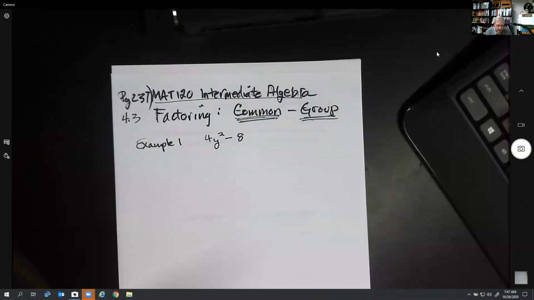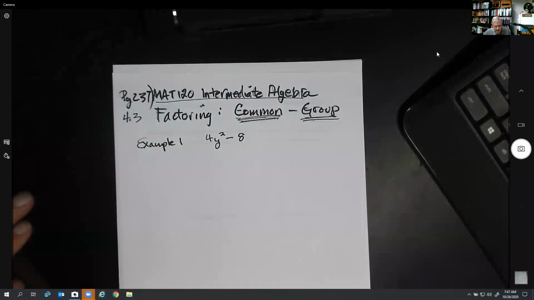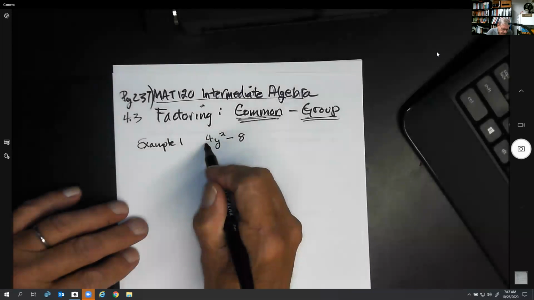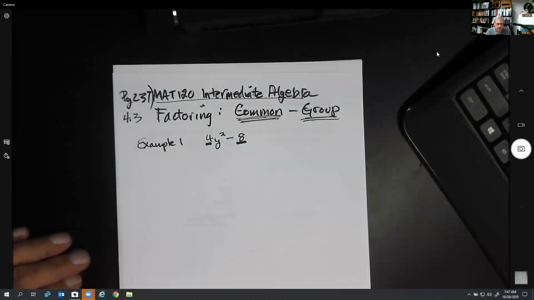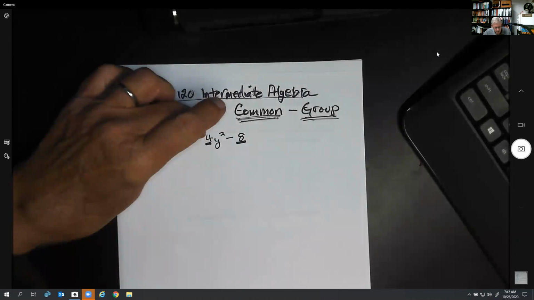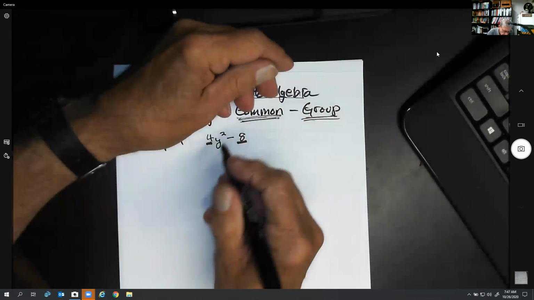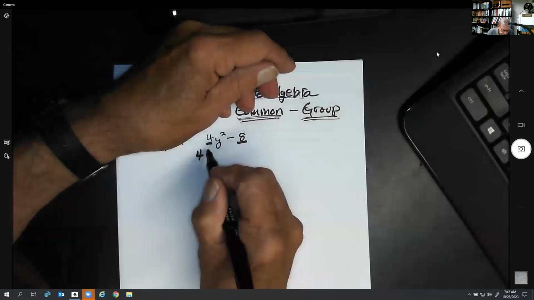When you distributed, you got rid of a parentheses. What we want to do is create a parentheses when we factor. So we look at these two numbers, the 4 and the 8. We say, is there anything common to both those numbers? Well, 4 can divide into 4 and 4 can divide into 8. 4 is a factor of both of those. So we're going to factor that out. Going to take out the 4.